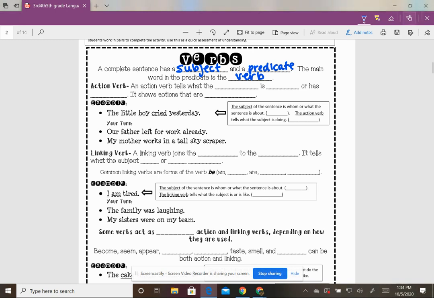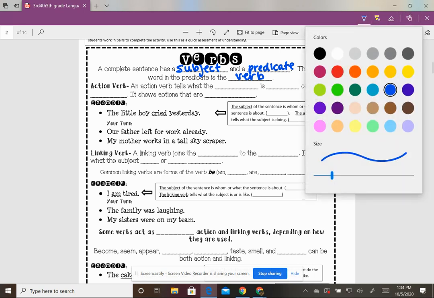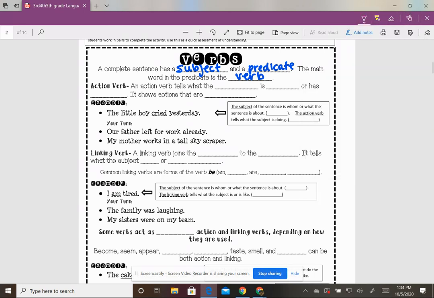Now, we have two different kinds of verbs, action and linking. Let's talk about action verbs first. An action verb tells what the subject, remember our noun, this is who or what, is doing or what they have done. Sorry, that should be a D. Done. What are they doing or what have they done? These are actions that show something physical.